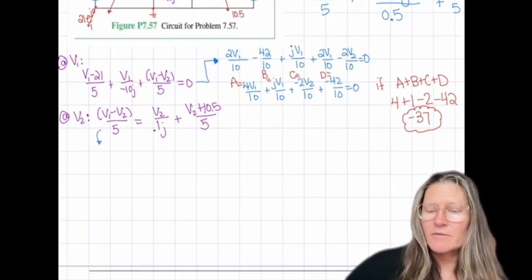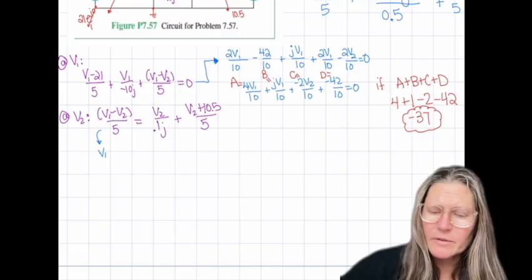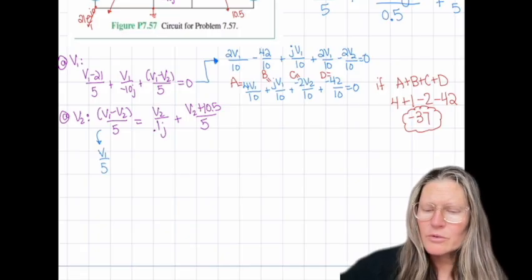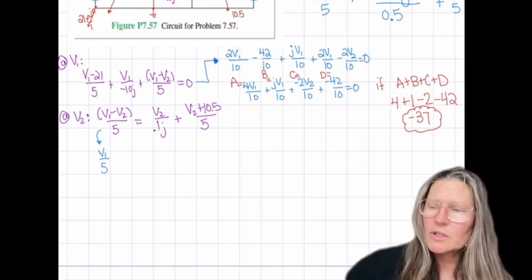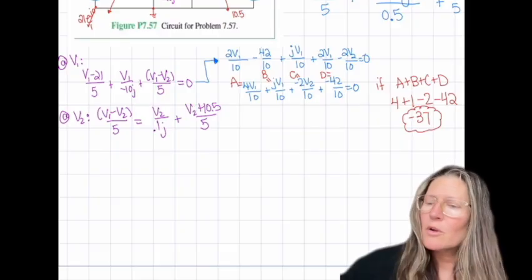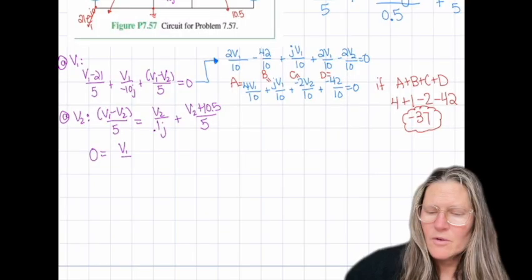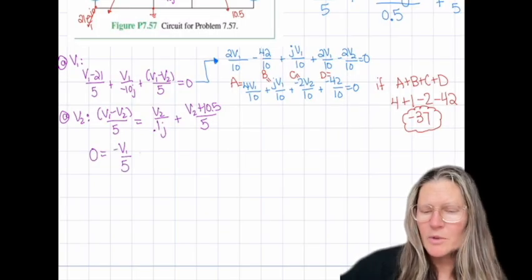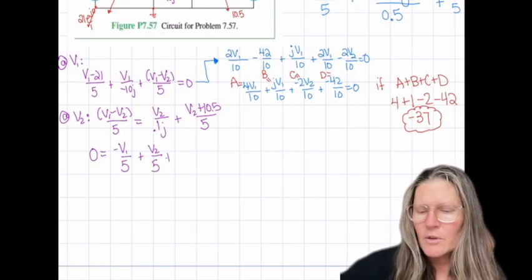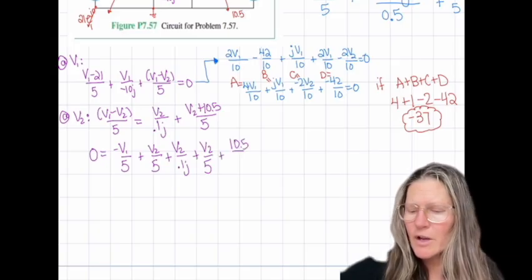And then we only have to combine the V2s together. So we already have V1 over 5, and then V2, actually, we need to get these all over to the other side. So I am going to rewrite the whole thing. So 0, a minus V1, and then a plus V2 over 5, plus V2 over 0.1j, plus V2 over 5, and then a plus 10.5 over 5.